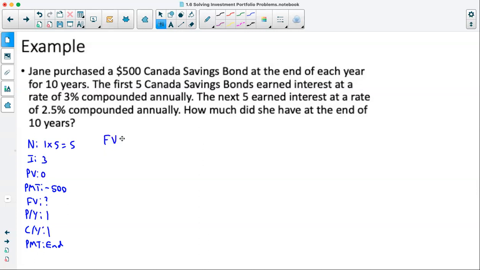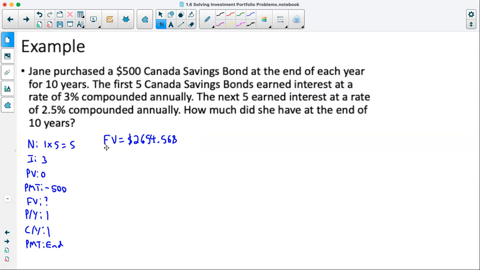So exiting our TVM menu by selecting second and quit, and then going apps, finance, and selecting our future value under the TVM solver gives us $2,654.568. Now, there's a reason why I kept some extra decimals here. That's because we still have more calculations to do with this, because this isn't the total amount that we end up with from those first 5 years, because this will still collect interest for another 5 years.